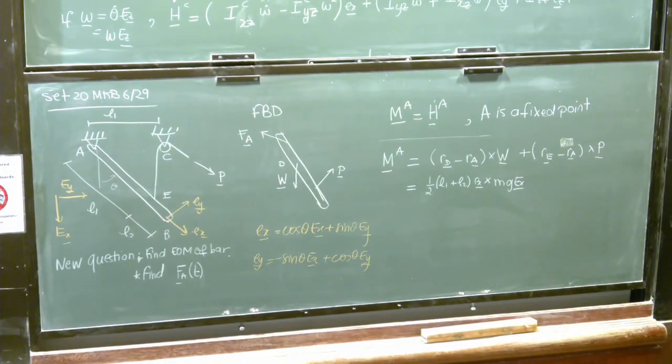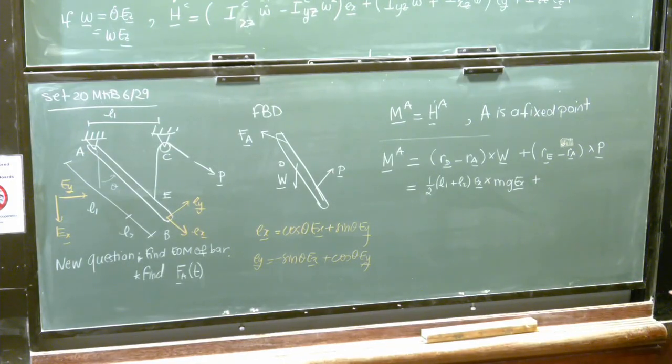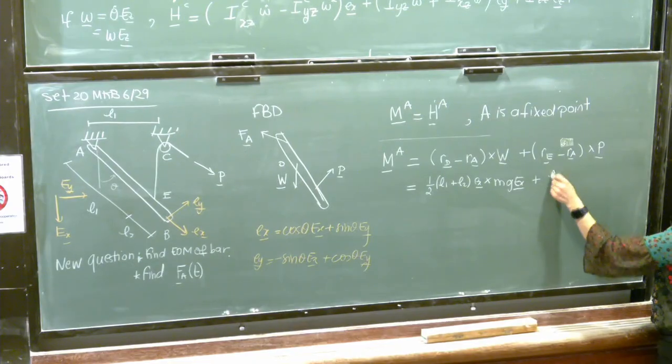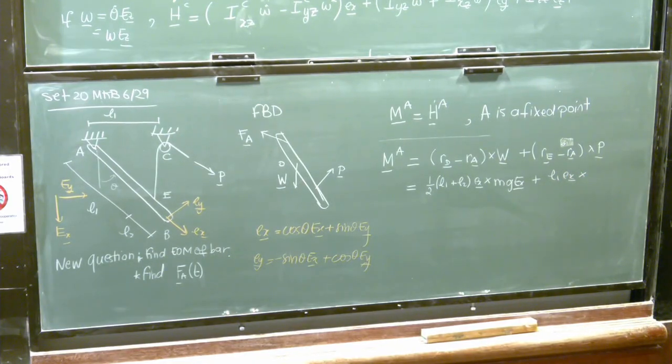What is the axis of rotation in this problem? Easy, it's outside the page, right? And that's what we're doing for all problems in this class. We're always taking the axis of rotation to be fixed along EZ. Okay, what about RE minus RA? What is that? What is this vector? L1EX, perfect, crossed with P. Now P, what is P?